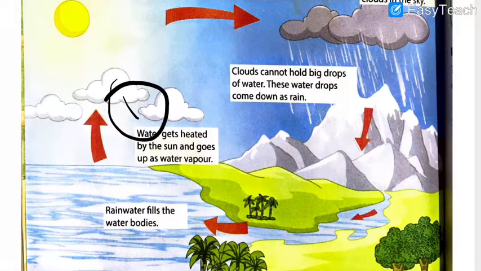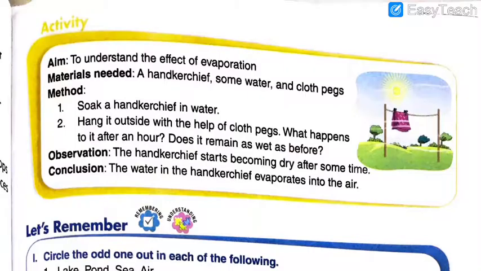So when the water droplets become too heavy to remain in the air, they come down in the form of rainfall. At some places, if the water droplets up in the sky become ice because of the cold weather around that particular position, then they come down as snowfall. So at some places snowfall is there, at some places rainfall is there.